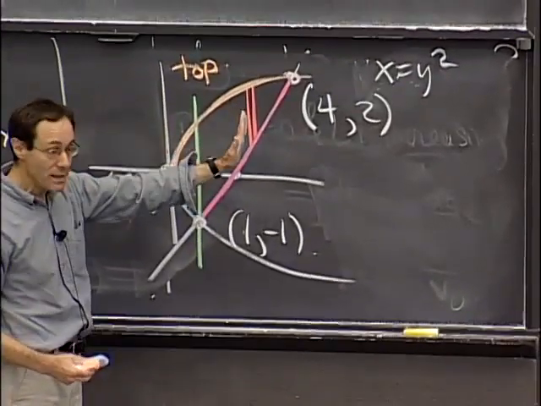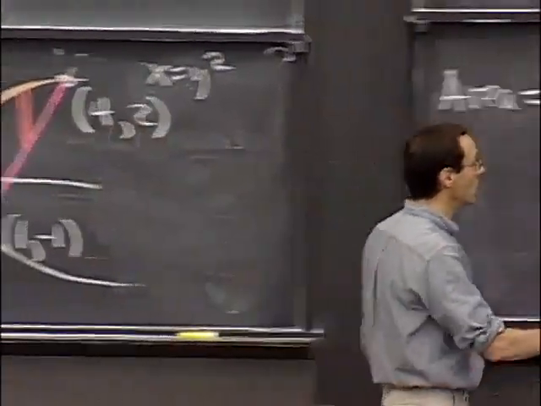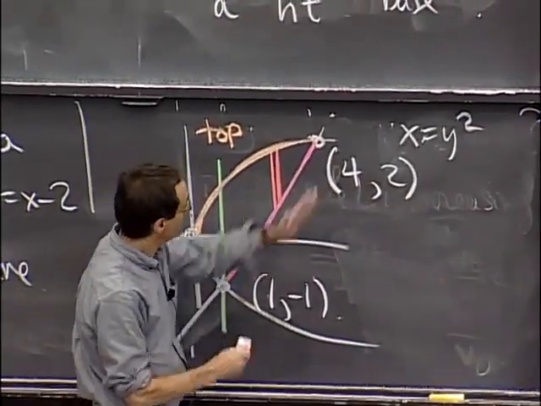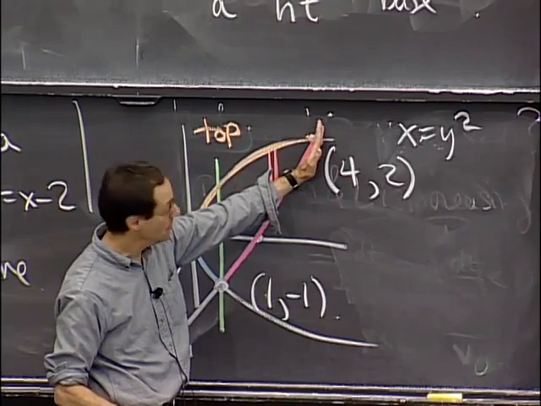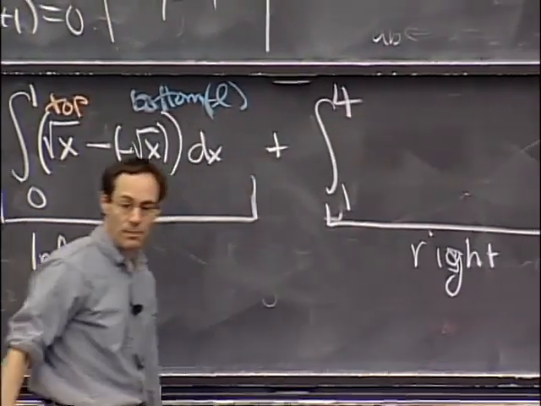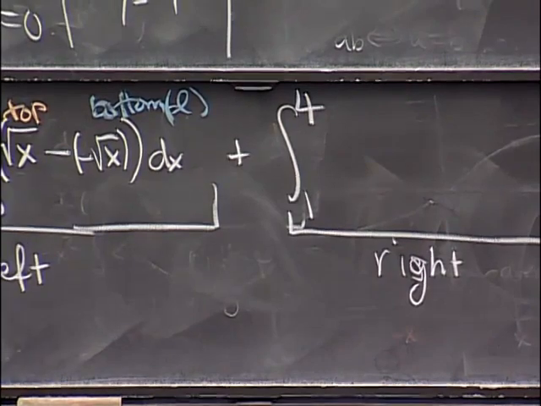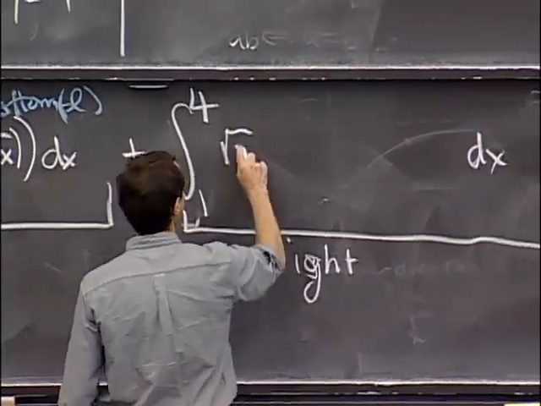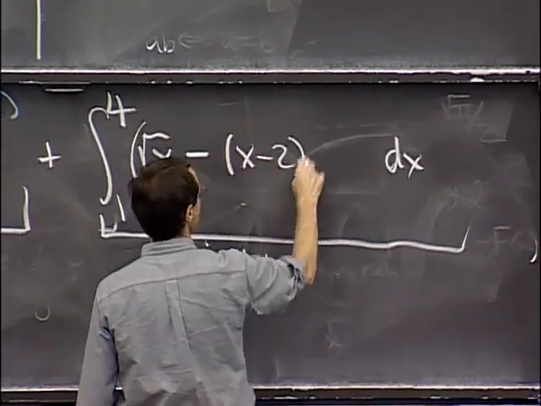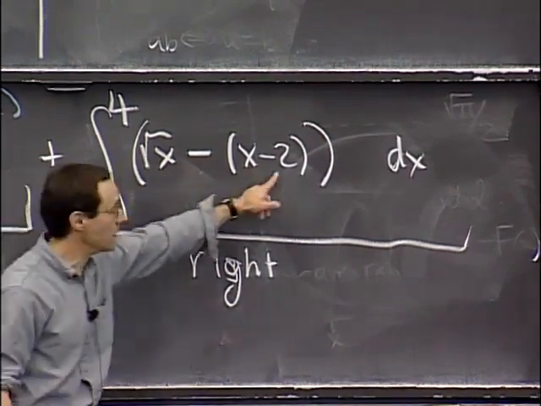Now I'm going to do the right section of the diagram. I start at 1. The lower limit is 1. And I go all the way to this point here, which is the last bit. And that's going to be x equals 4. So the upper limit here is 4. And now I have to take the difference between the top and the bottom again. The top is square root of x all over again, but the bottom has changed. The bottom is now the quantity x minus 2. Please don't forget your parenthesis. There's going to be minus signs and cancellations.